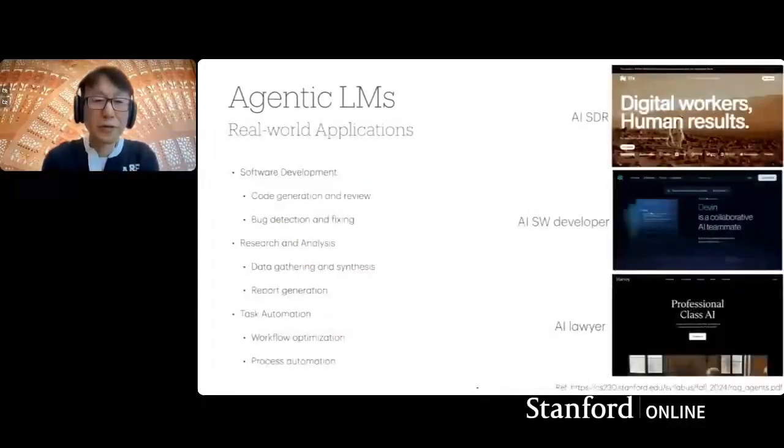All right, so here are the real world applications. Software development, code generation or bug fixing, this type of development is widely investigated and researched by different organizations, and there are companies trying to provide these services, as listed on the right side. Then research and analysis, which gathers information, synthesizes it, and provides a summary for the users. And then task automation is one of the areas where the agentic method could be used.